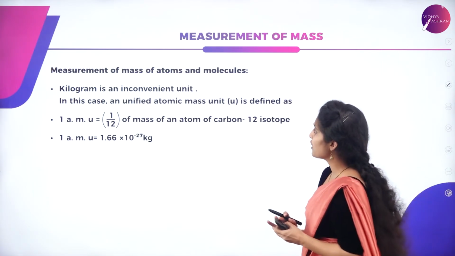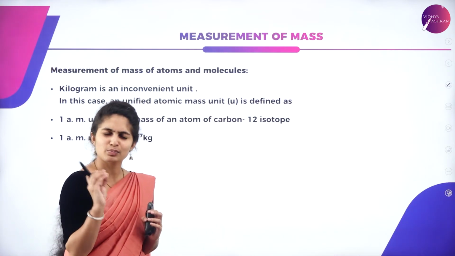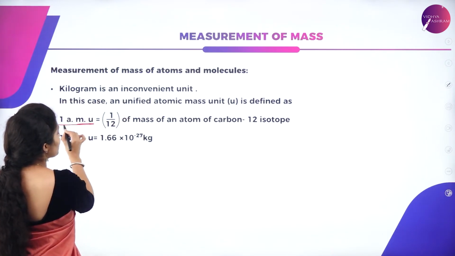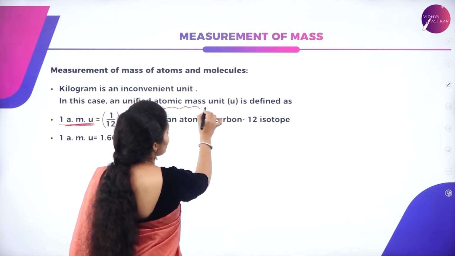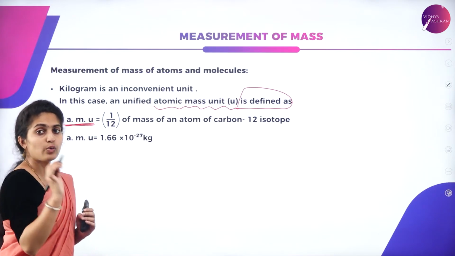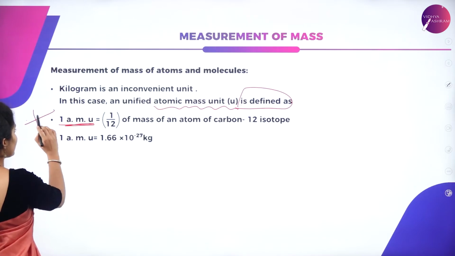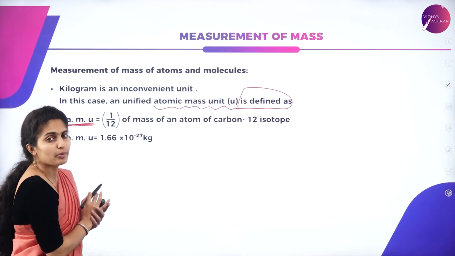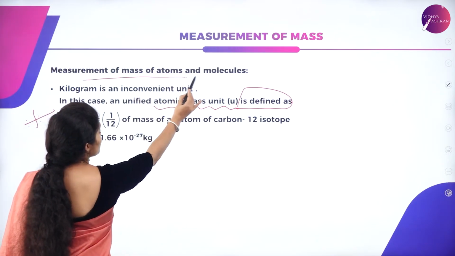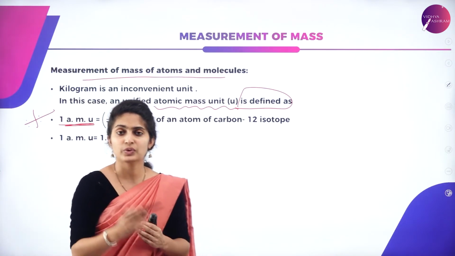Okay, so now you have got measurement of mass of atoms and molecules, which can usually be done. The smallest particles can be measured with one concept, and that is nothing but the atomic mass unit, AMU. How exactly do you define one atomic mass unit? This is a very important concept. One atomic mass unit is used in measuring the mass of atoms and molecules.